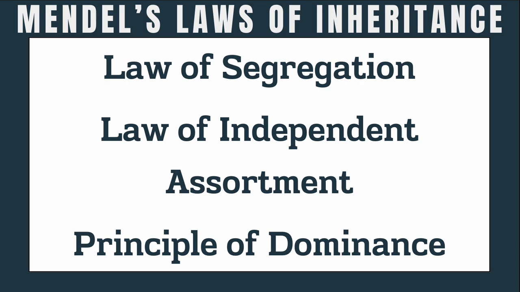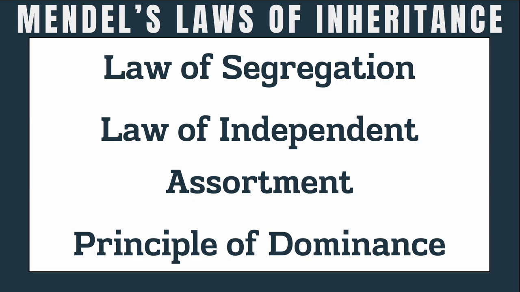Discovery of Gregor Mendel, his experiments with pea plants revealed two key principles of inheritance that apply to all living organisms: the law of segregation and the law of independent assortment. So the law of segregation states that during gamete formation, each parent actually contributes only one allele for each trait. This ensures that offspring inherit one allele from each parent.